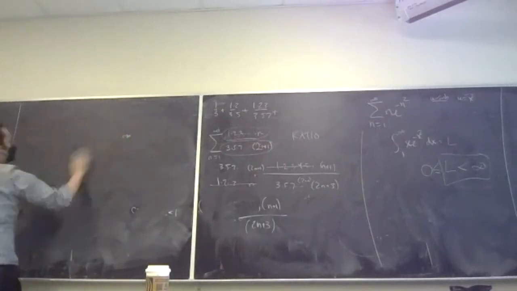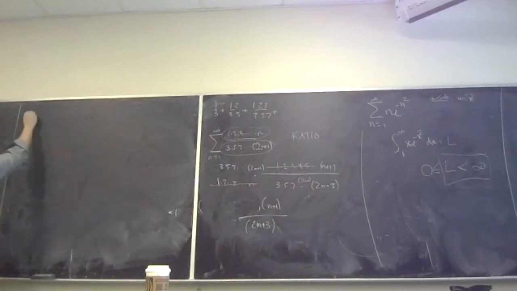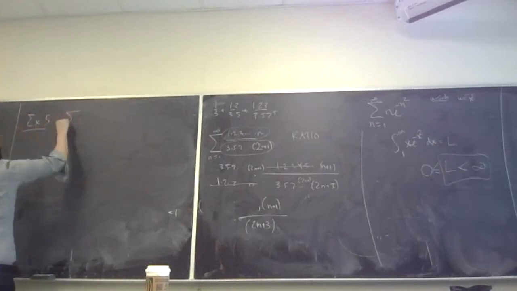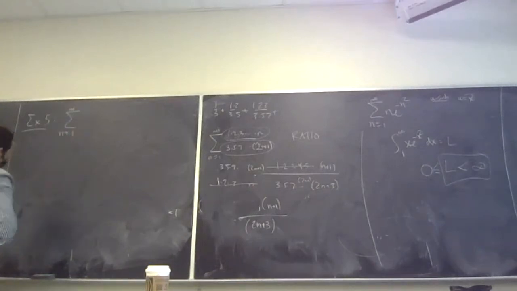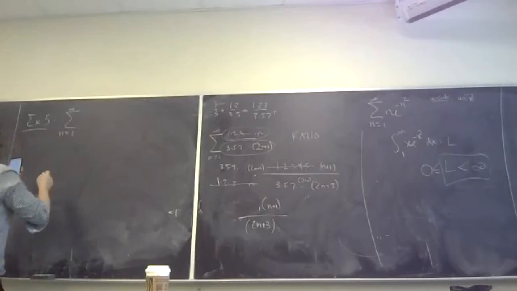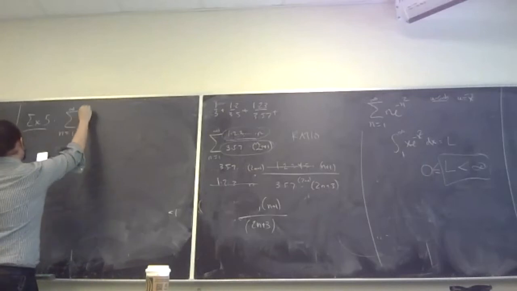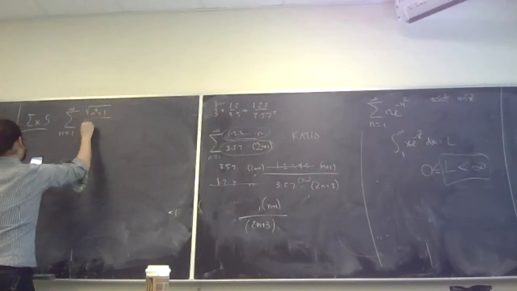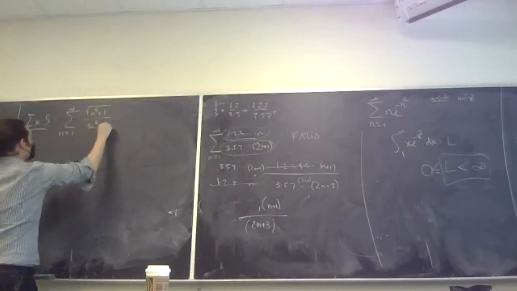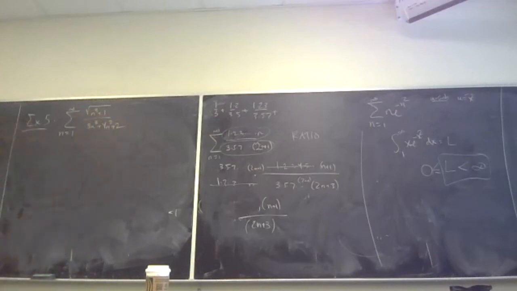Sorry, I stopped numbering the examples. Who are we on? Example 5. Sum from m equals 1 to infinity, say, oh, let's see, what's the next one here? Right, how about, like that.